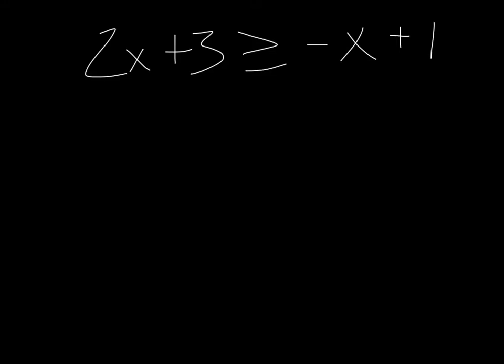Okay, so our main goal here is we want to get the x's on the same side and then our numbers on the same side, and then get x by itself. Okay? So my first step is going to subtract 3. Okay, so I'll subtract 3 from both sides.